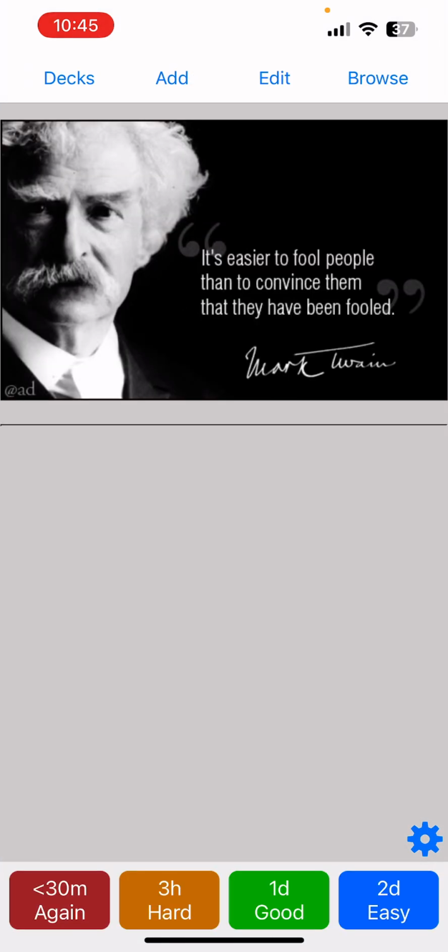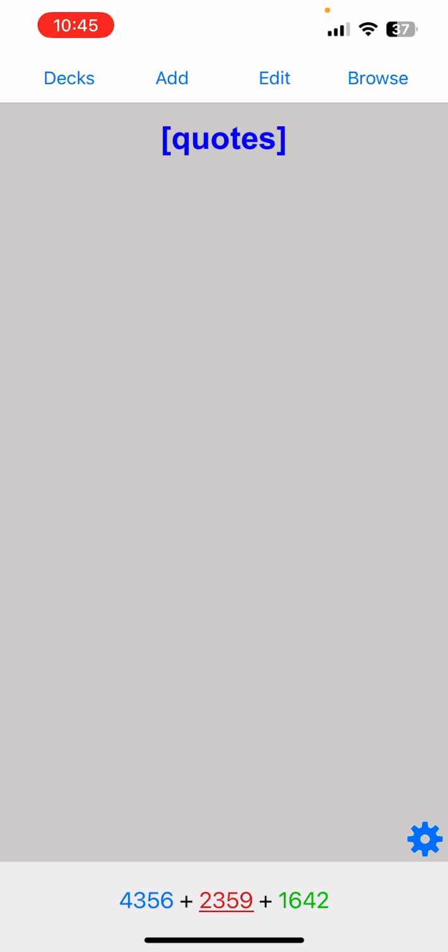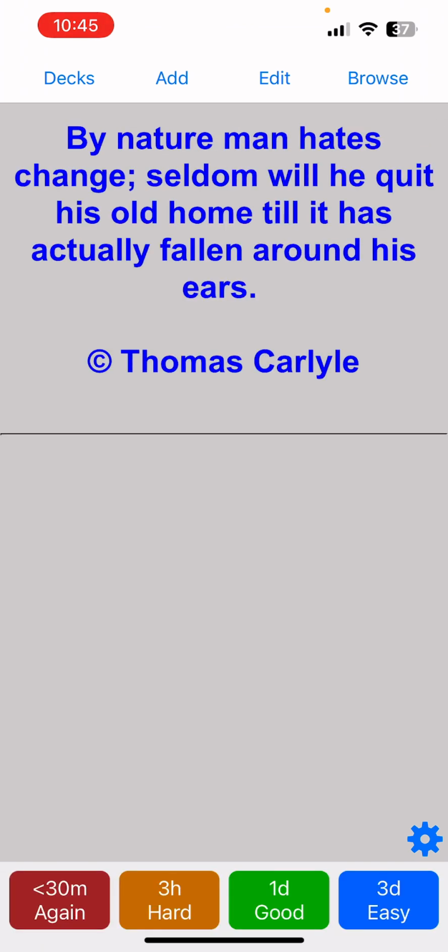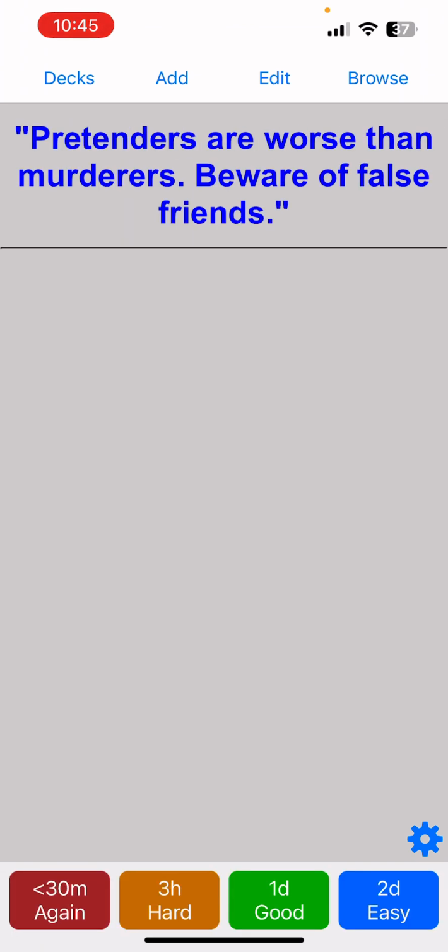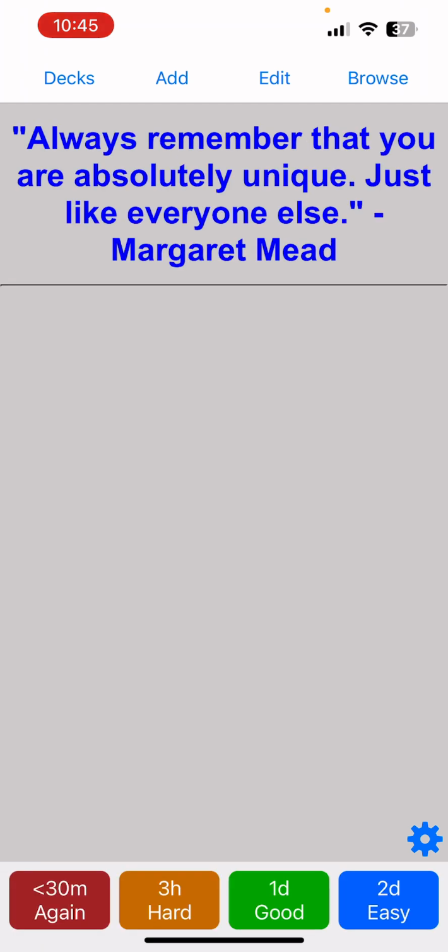Right. It's easier to fool people than to convince them they have been fooled. Whoa. That's a really good one. By nature, man hates change. Yeah, that's that one. Pretenders are worse than murderers. Beware of false friends. I feel that's in the Bible somewhere.